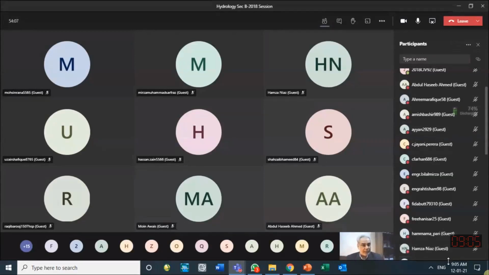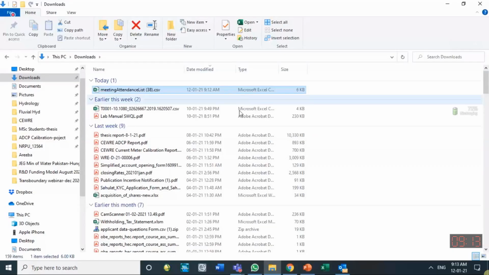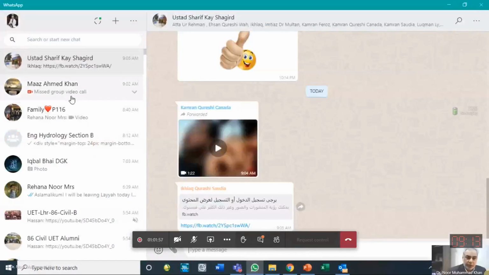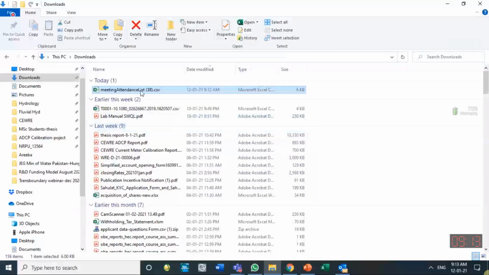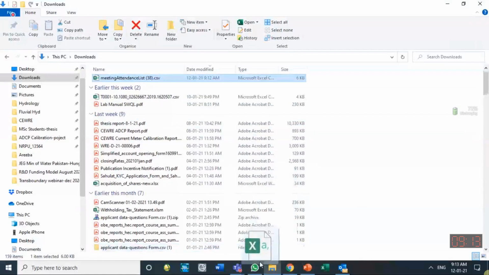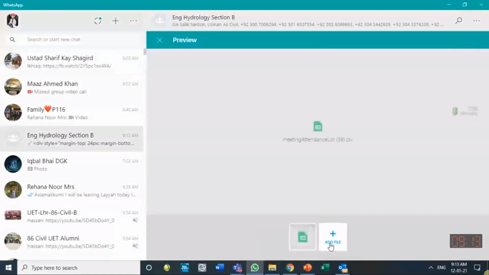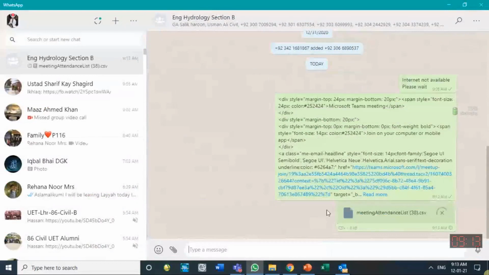ओके, 5 मिनट्स के बाद मिलते हैं. थैंक यू. So let me put it on the WhatsApp so that it can be recorded. So go on. So hopefully CR is maintaining the attendance.